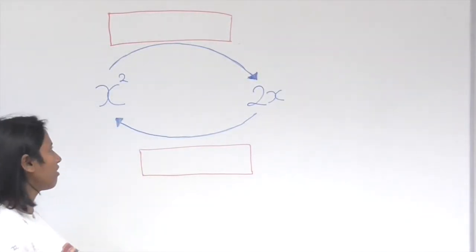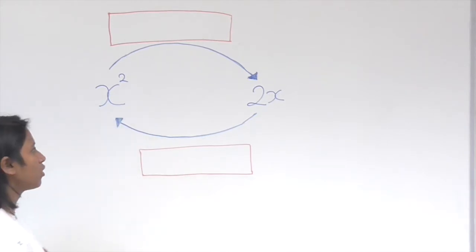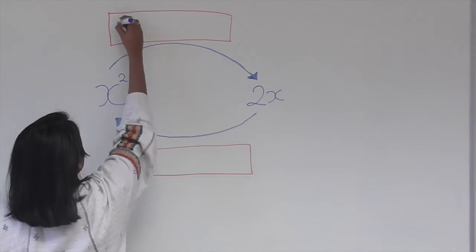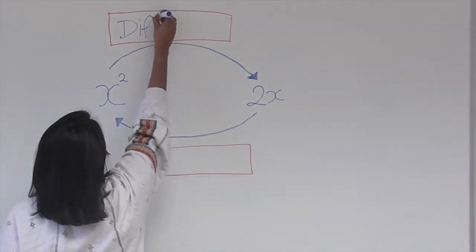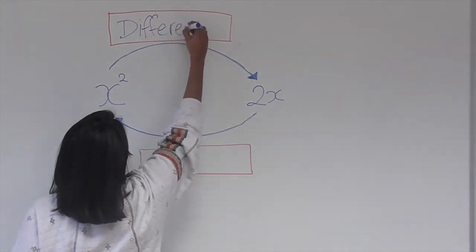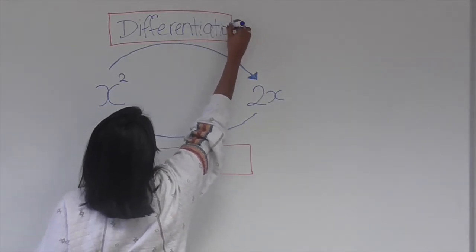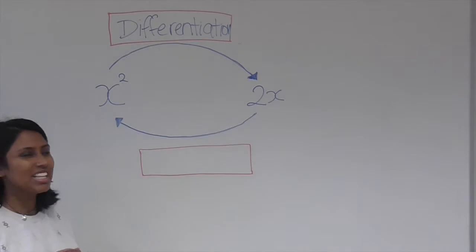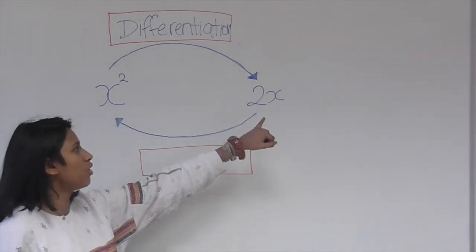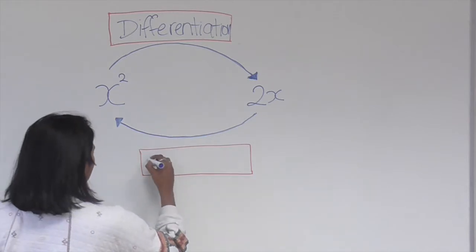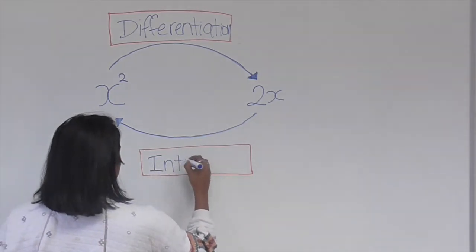If we take a look at the function x squared, we know that going from x squared to 2x, the process is known as differentiation. And now there is an opposite process where you go from 2x back to x squared, and this is what we are learning as integration.